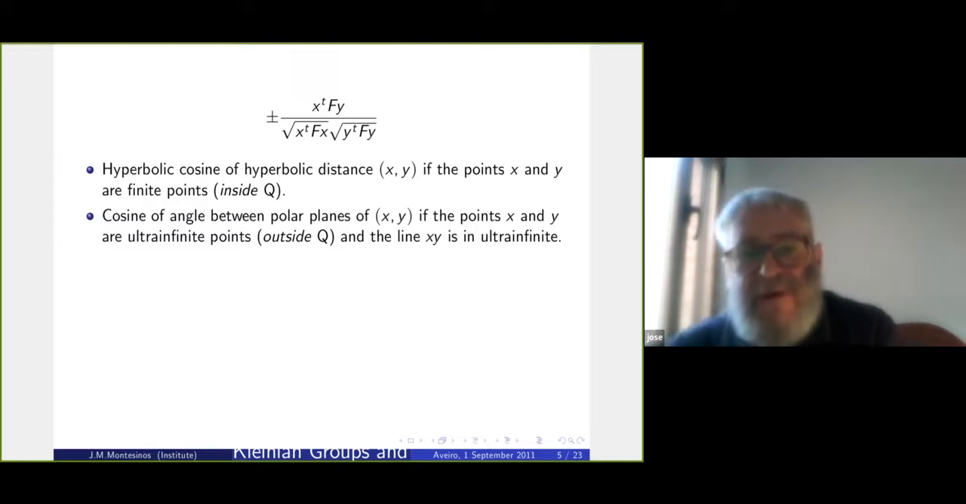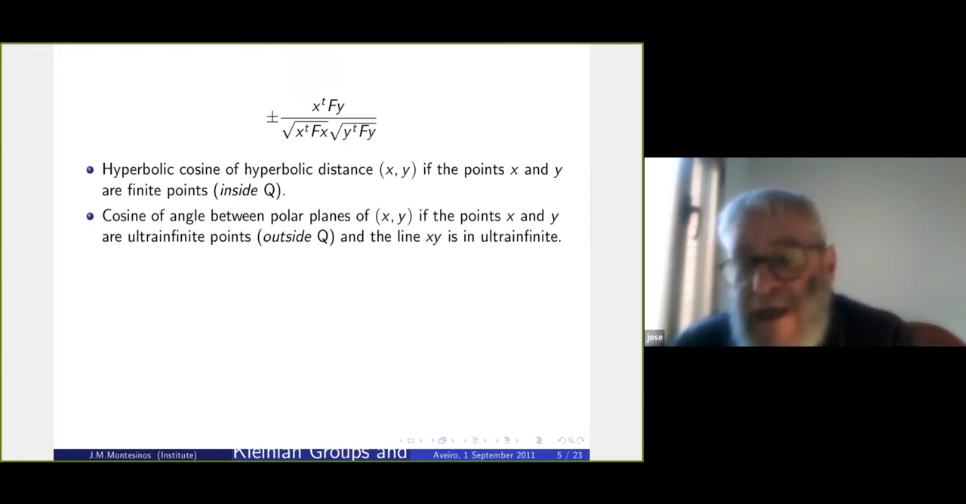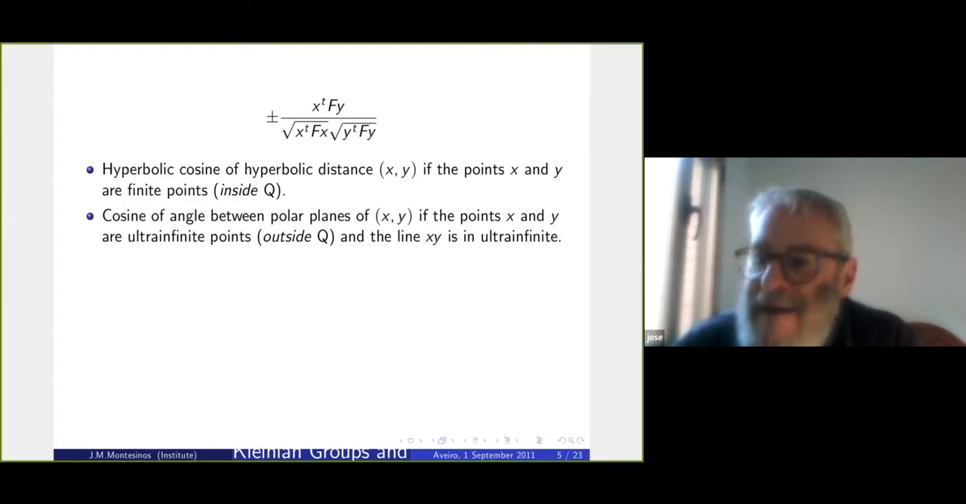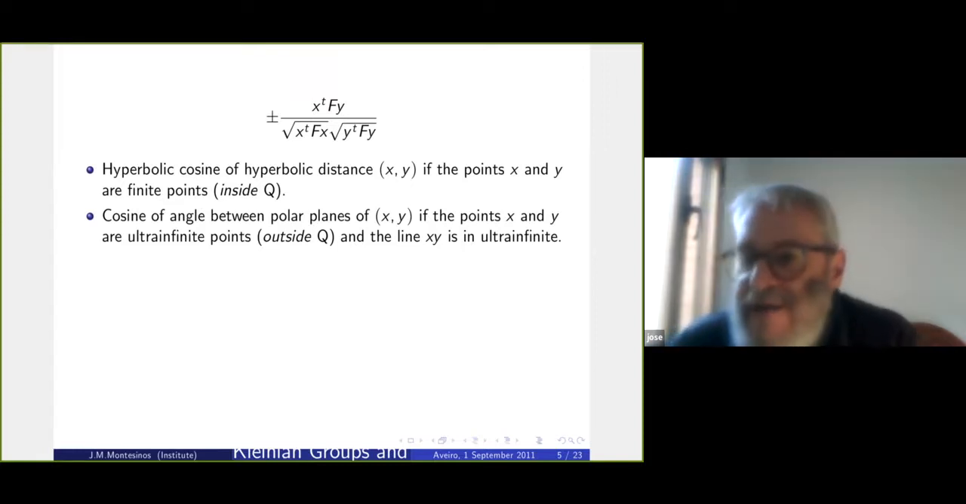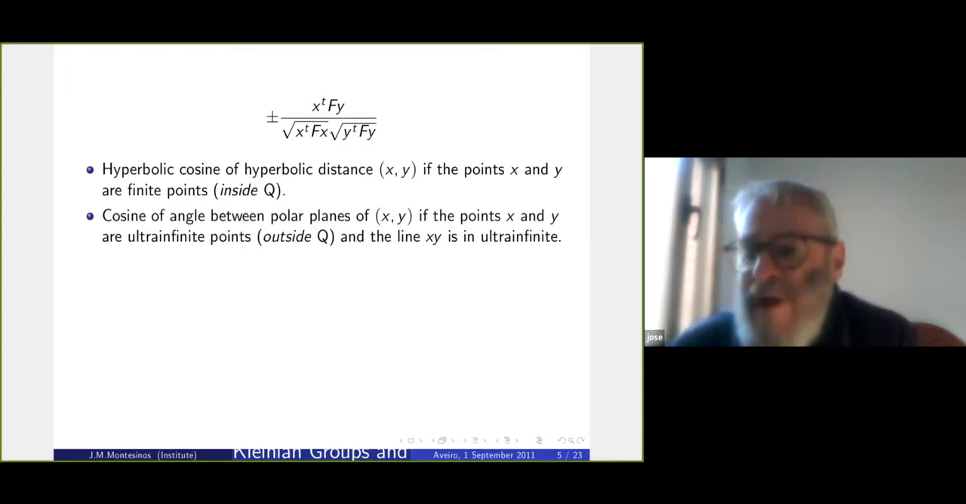But if the points x and y are outside the quadric, so we say they are in the ultra infinite, then these 2 points have respective polar planes. How to obtain the polar plane of a point outside a quadric? You take the tangent cone with apex, the vertex, the point x, and tangent to the quadric. And this tangent occurs along a conic. The conic lies in a plane, and that plane, in fact, is the polar plane.